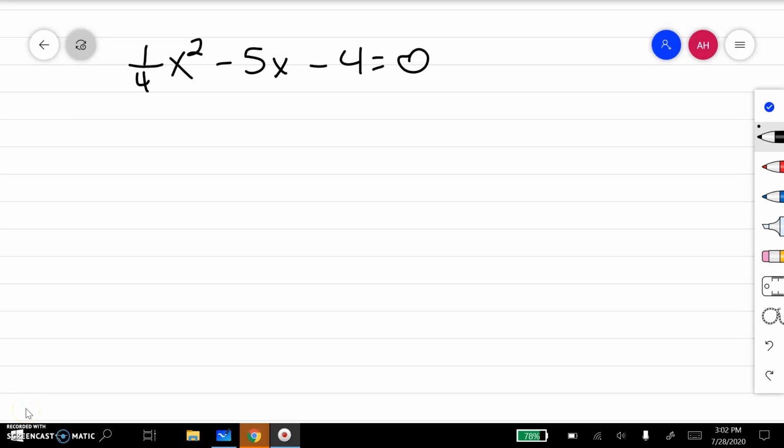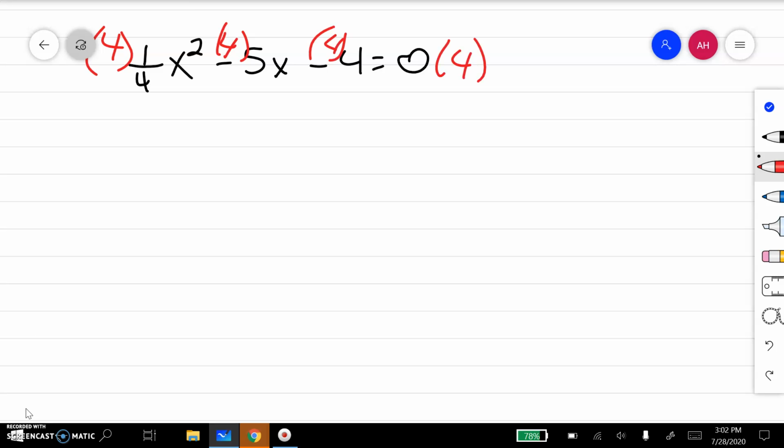Okay, guys, so first, when we have a fraction in one of these equations, the easiest thing to do is to clear the fraction out. So if you remember from a previous chapter, the way we do that is to multiply through by a common denominator. In this case, that's going to be 4.